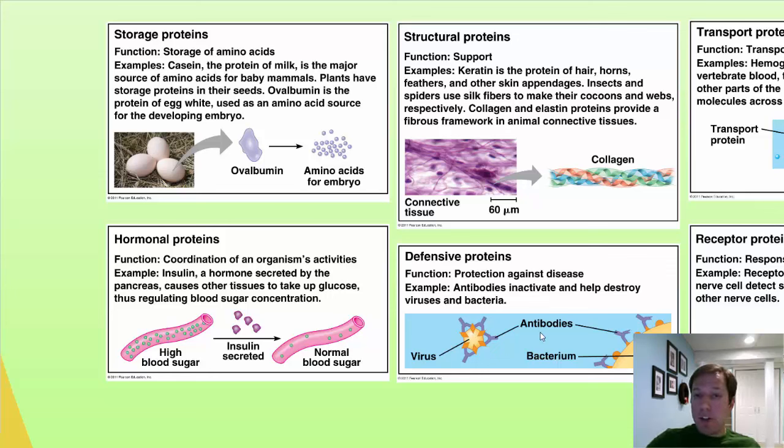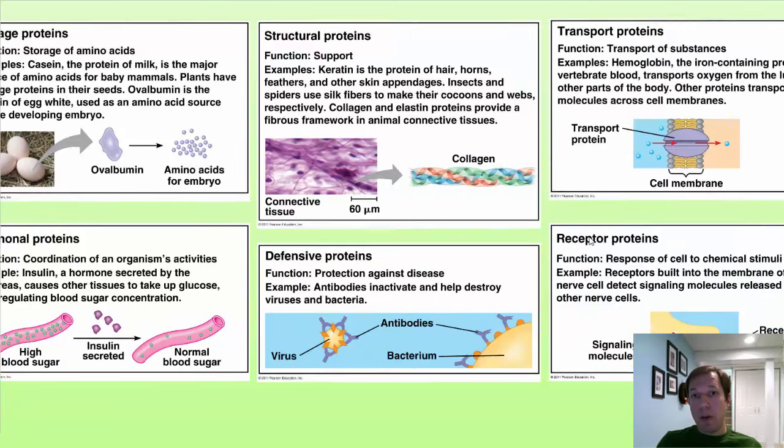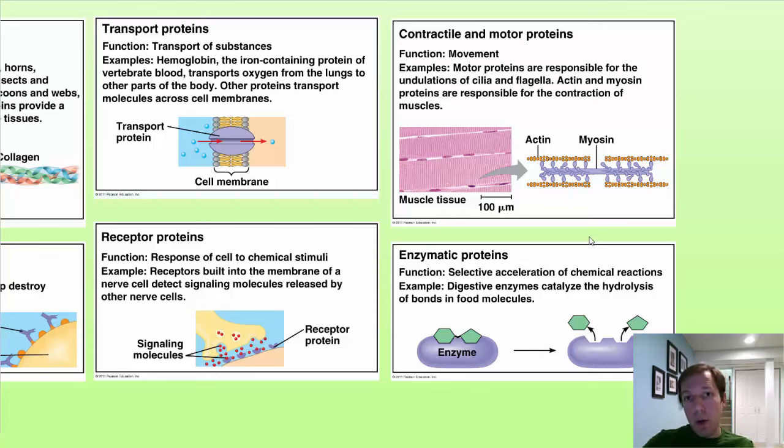Defensive proteins such as your immunoglobulins, aka antibodies, help to recognize pathogens and help your immune system to destroy anything that's trying to make you sick. We have transport proteins like hemoglobin or glucose transporters. We have contractile proteins that are involved in movement. So we have actin and myosin, which are 2 proteins that work together to provide muscle movement.